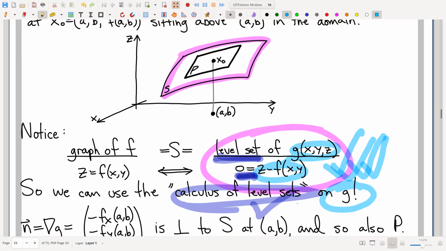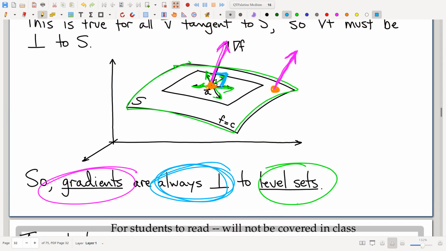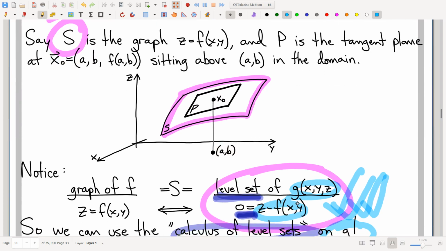So, what's the win? Why would I go to all this trouble to take something that came to me as a graph and reinterpret it now as a level set? And the answer is, well, because the calculus of level sets is totally different tools from the calculus of graphs. And the calculus of graphs is nice, and I can talk about slope of a tangent line and stuff like that. But the calculus of level sets that we've just discovered has some pretty cool features to it, and this is one of the big ones. Gradients are always perpendicular to level sets.